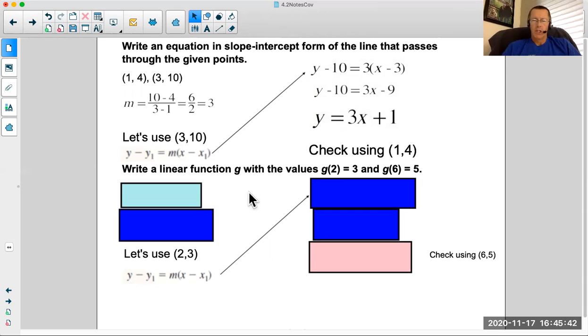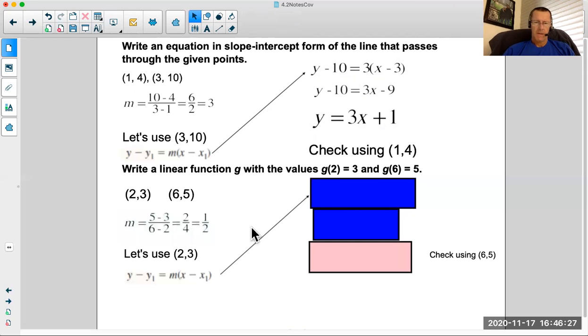Okay, now we're going to write a linear function g with the values g of 2 equals 3 and g of 6 equals 5. So remember, you've got to have a point and you've got to have a slope. Well, they didn't give us anything here, except they kind of did, right? They gave us enough information to figure out 2 of the points for the function. And once we have 2 points, we can figure out the slope. Good. So g of 2 equals 3 means when x is 2, the output, the y, is 3. And if it's 6, you get a 5. So figure out your slope.